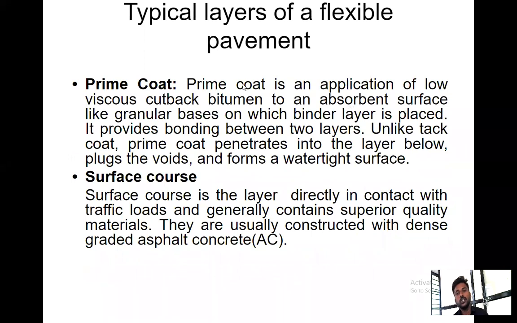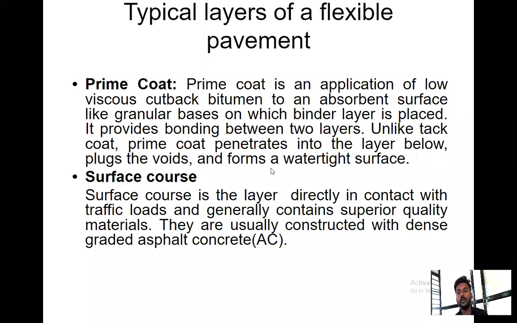Then prime coat is there. Prime coat is an application of low viscous cutback bitumen. See here which material is used: the low viscous cutback bitumen is used on an absorbent surface like a granular base, on which the binder layer is placed. The binder layer is placed above the primer. Then above the binder layer there is the tack coat, and then above the surface coat there will be the seal coat. You should know the hierarchy as well, the order of the coats, the order of the layers.